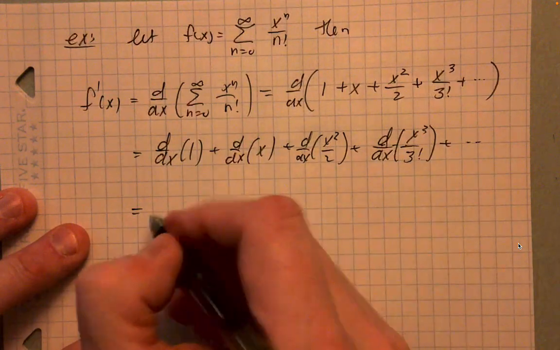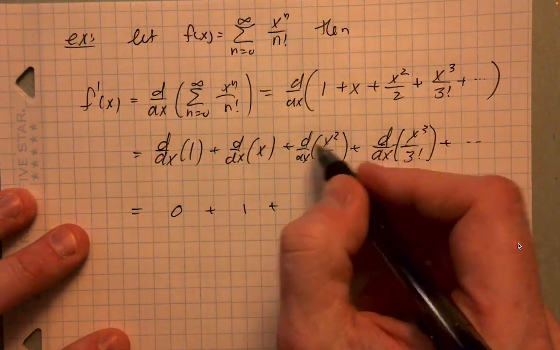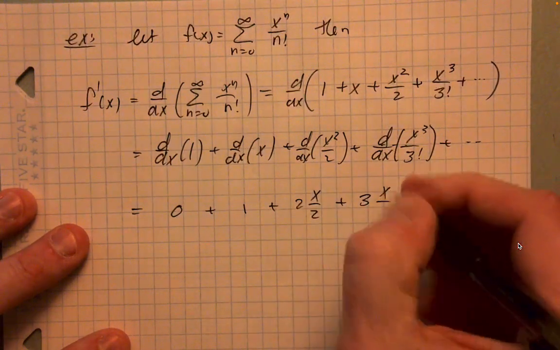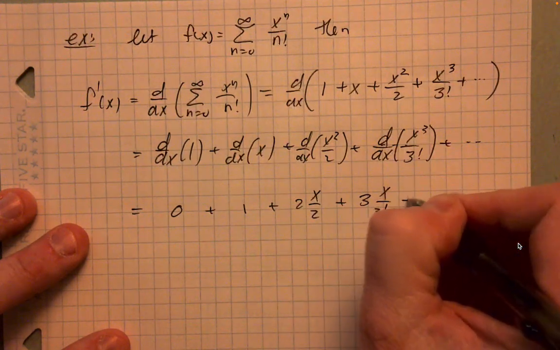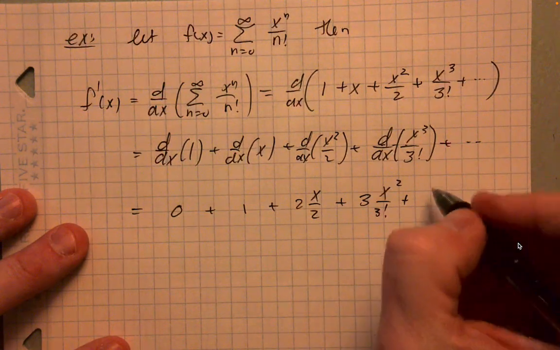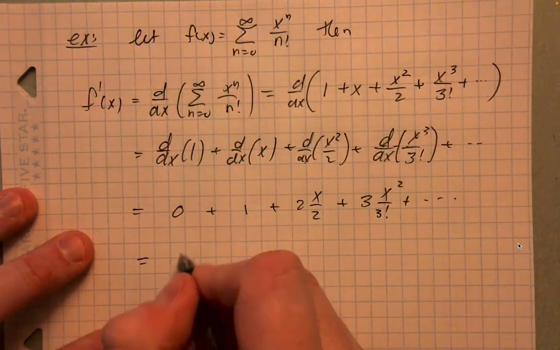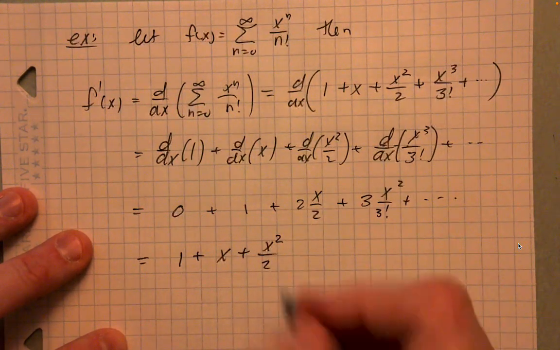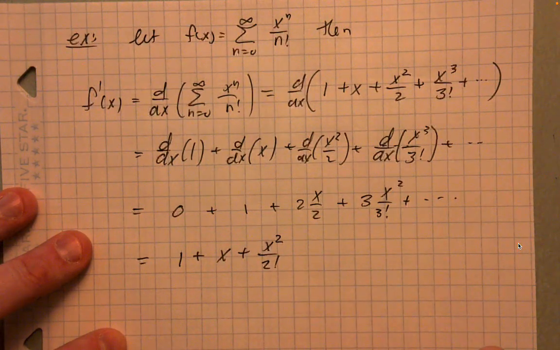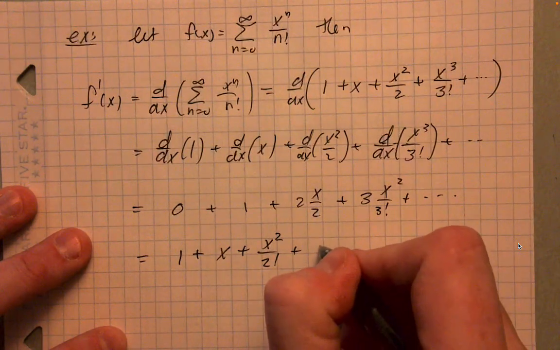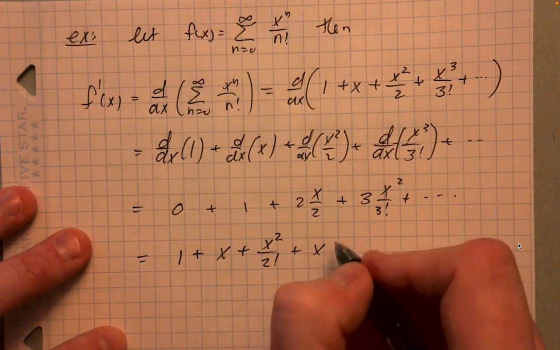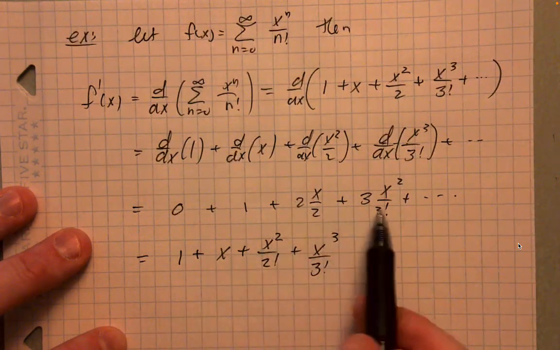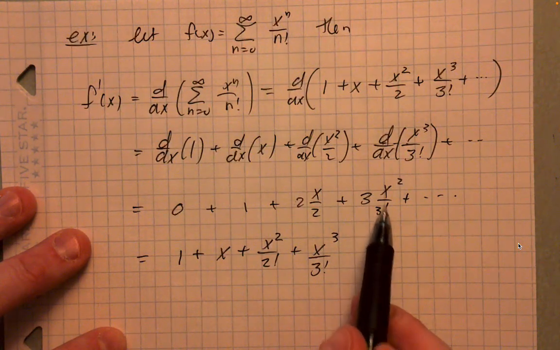And so then differentiating this, you get 0 plus 1 plus, what is this? This would be 2 times x over 2, and this would be 3 times x squared over 3 factorial, right? And then dot, dot, dot. And so we see that this is 1 plus x plus x squared over 2 factorial. Okay, and then the next term would be x cubed over, we don't have it in here, but 3 factorial, right? So notice here, this cancels out and you get that. This 3 would cancel with the 3, but you'd still be left with 1 times 2. So you have the 2 factorial.